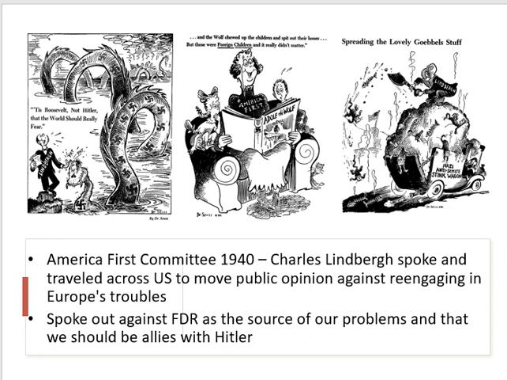Their spokesperson that they're going to pick for the country is going to be Charles Lindbergh, so the famous pilot. Everyone knows him, he's a celebrity, and so he's going to be the one who's speaking at all these engagements as a representative of this America First Committee. However, this committee actually said that obviously FDR is the problem, but that we should actually be allies with Hitler and Germany during the mid to late 30s and even in these early 40s.